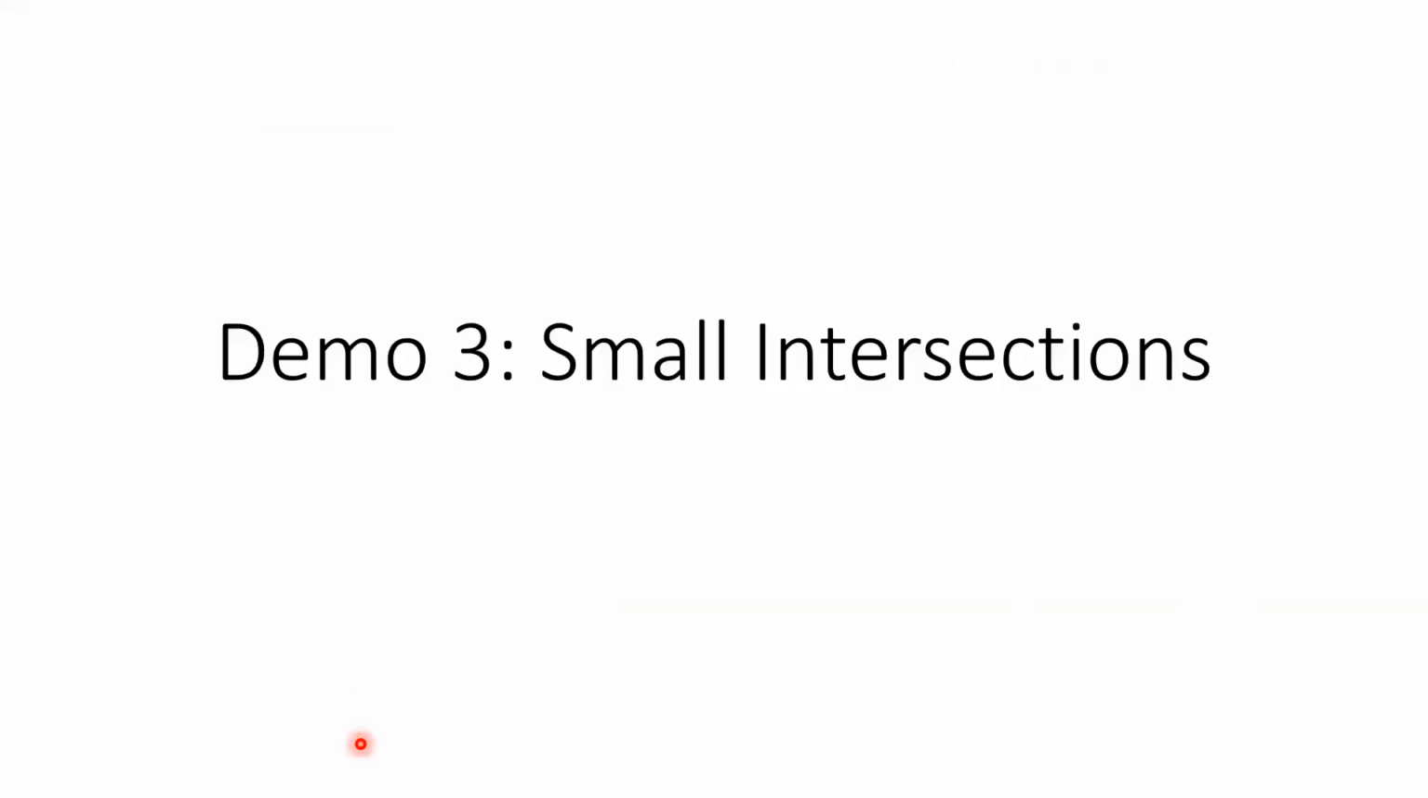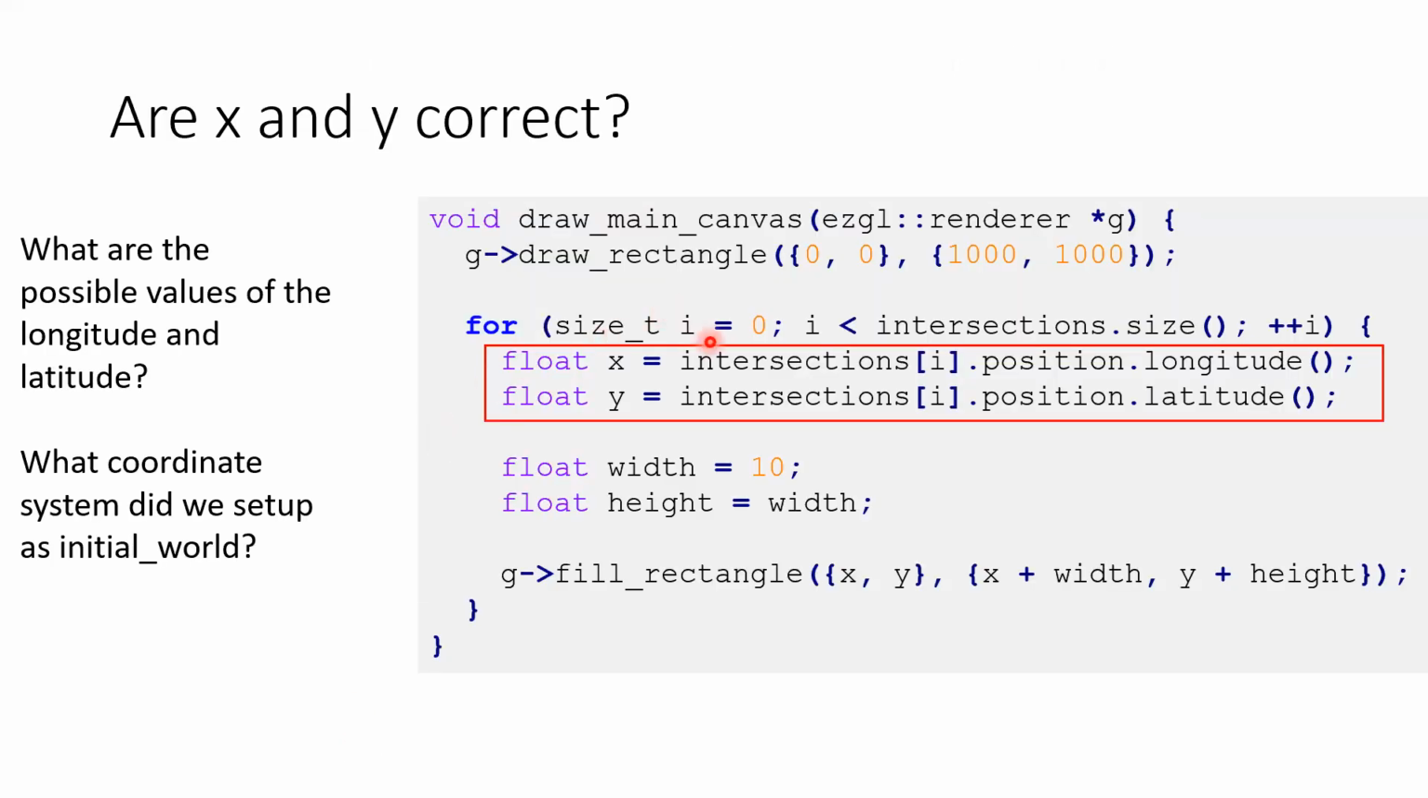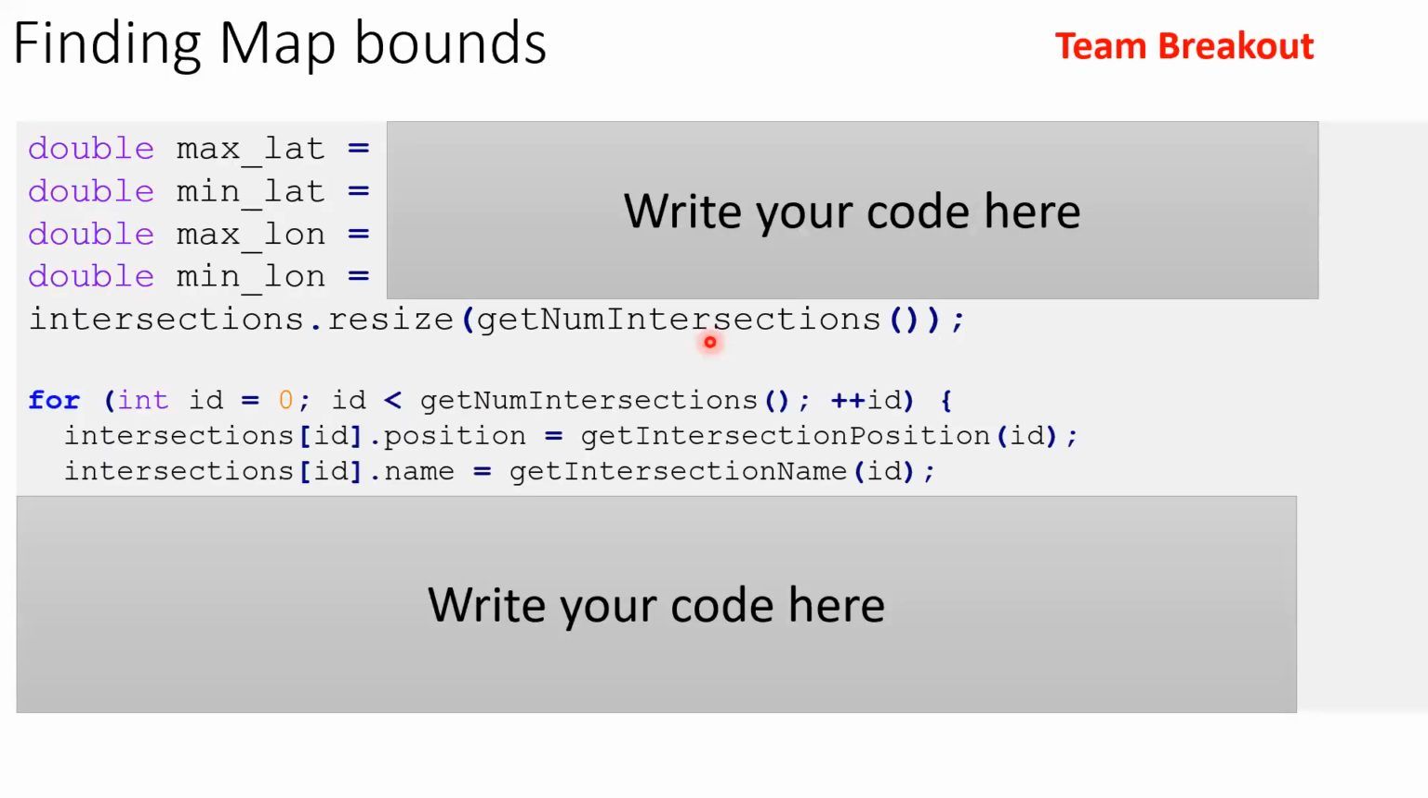And this is because the latitude and longitudes are small angles relative to the entire initialized world, which is 0 to 1000. So now we want to set the map bounds to be the actual map bounds, which is why we want to find the minimum and maximum latitude and longitude. So let's go back to our question. How should we initialize the maximum and minimum latitude and longitude? Like what do we write here?